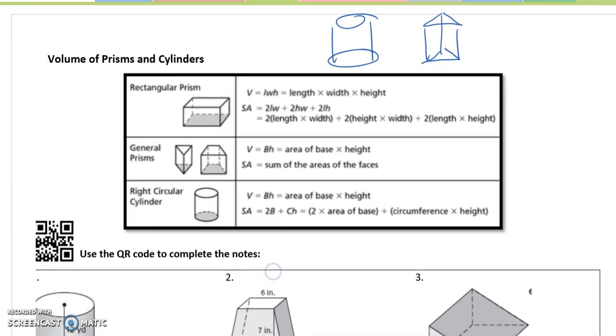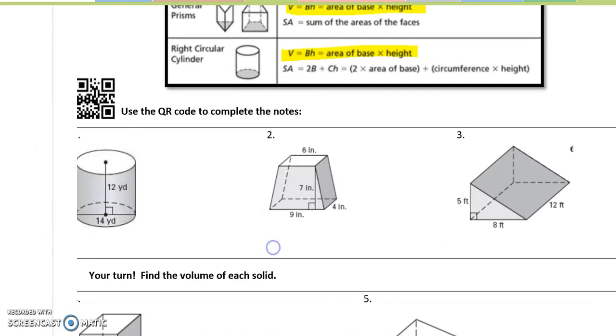Whether it's a rectangular prism, general prism, whatever, you're just going to take the area of the base times the height. So you can see it written out for a rectangular prism, but just think of area of the base times the height. Same thing is true for a cylinder: area of the base times the height of the prism. So let's do our three examples.